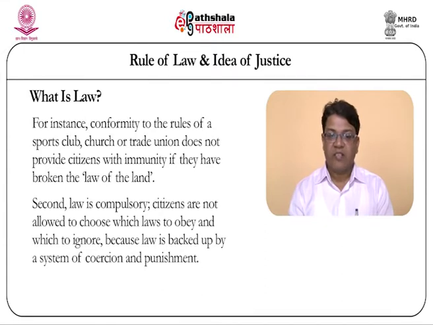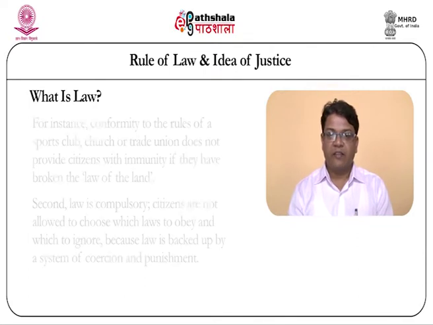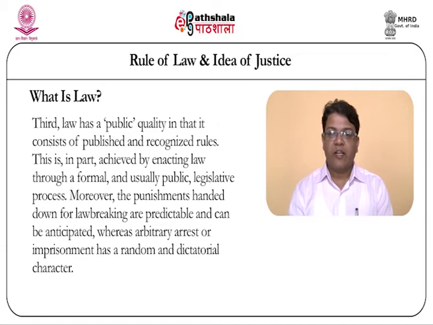Secondly, law is compulsory. Citizens are not allowed to choose which laws to obey and which to ignore, because law is backed up by a system of coercion and punishment. The third is that law has a public quality, in that it consists of published and recognized rules. This is in part achieved by enacting law through a formal and usually public legislative process. Moreover, the punishments handed down for lawbreaking are predictable and can be anticipated, whereas arbitrary arrest or imprisonment has a random and dictatorial character.